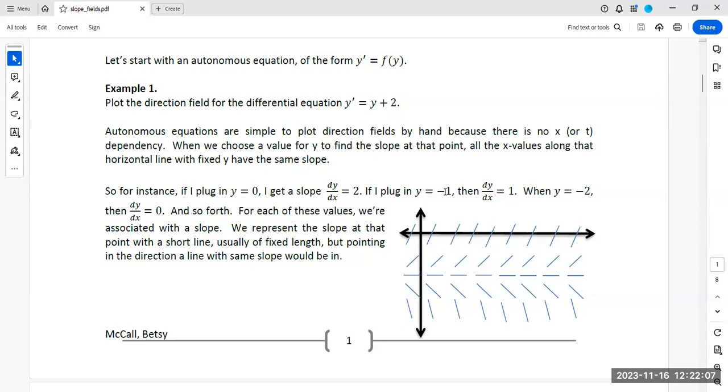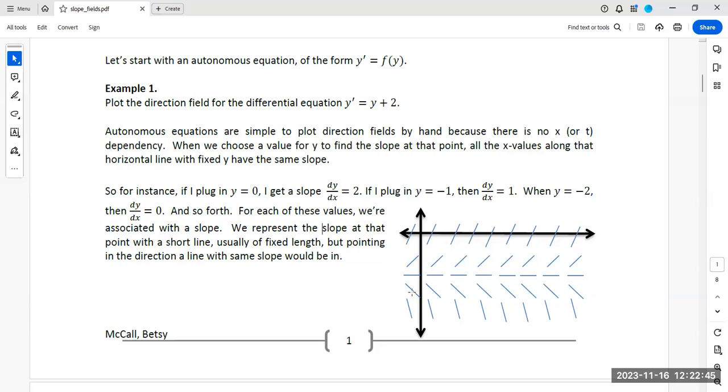If I plug in y equals -1 into the same equation, then I get a slope of 1. And so on the y equals -1 line, I'm going to plot a slope of 1, so that 45-degree angle. And because this is autonomous, the slope doesn't depend on that second variable, so it's going to be the same all the way across. So once I find it at one point in an autonomous equation, I can just carry it all the way over. If I continue plotting points when y is equal to -2, I get 0. And so that's going to be a horizontal slope. And so then I can keep going.